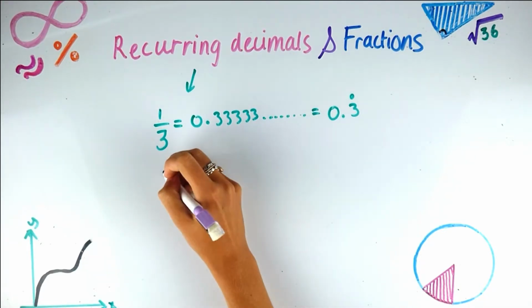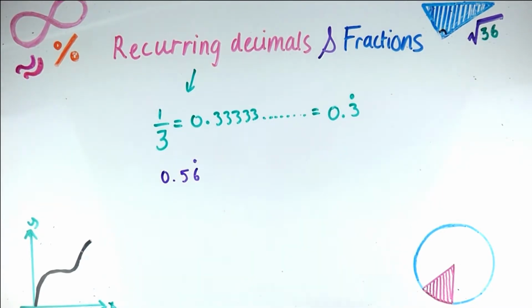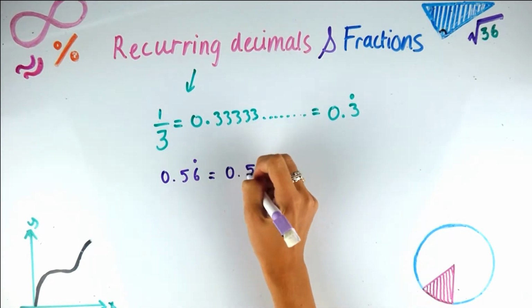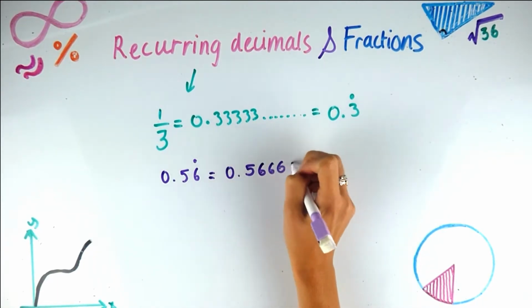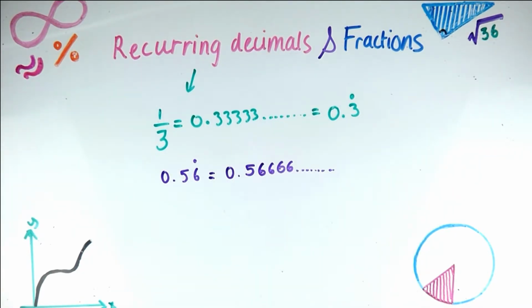So maybe this, 0.56 with a dot. Now the dot is only on the 6, so that means you do 0.5 and then the 6 recurs, so 6, 6, 6, 6. So that means just the 6 recurs.